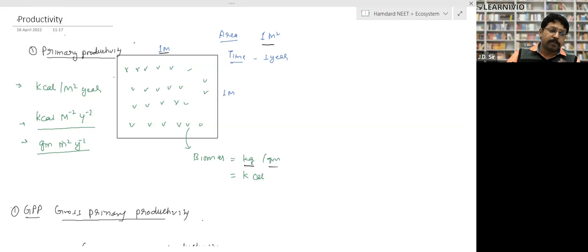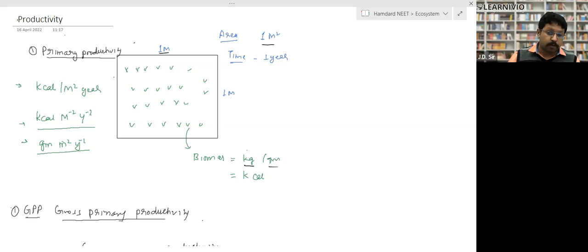So normally, what is productivity? Productivity is the amount of dry biomass. Why am I saying dry biomass? Whenever we count the biomass in an ecosystem, we dehydrate it. We remove the water content. Suppose that I got 1 kilogram of plant part. I have to ensure that the plant part does not have any water content. So whenever we take the productivity, we always count the dry biomass, right?